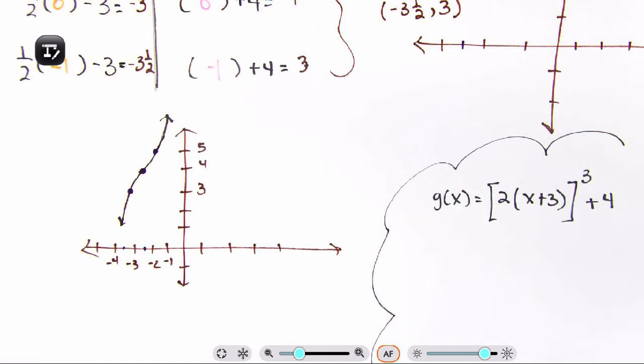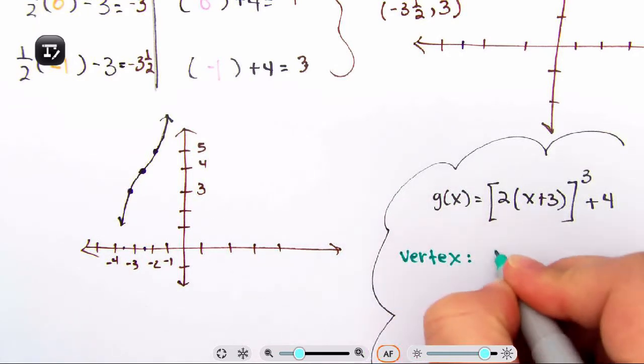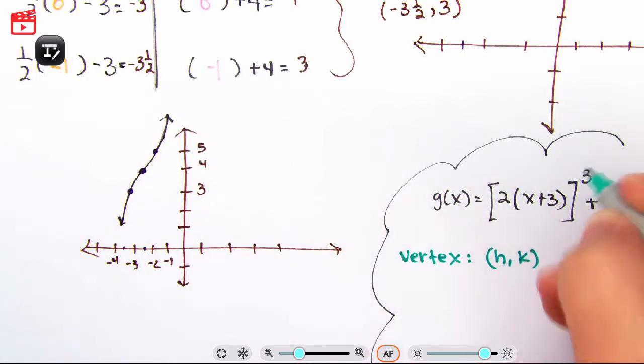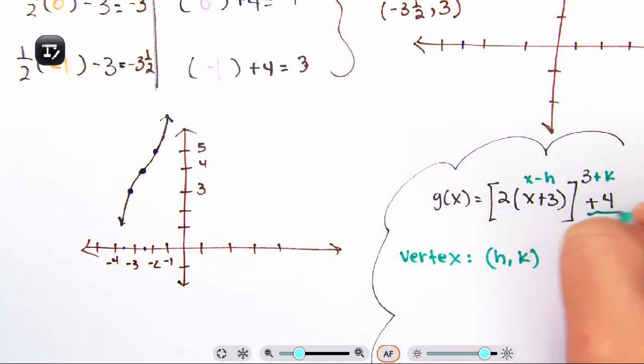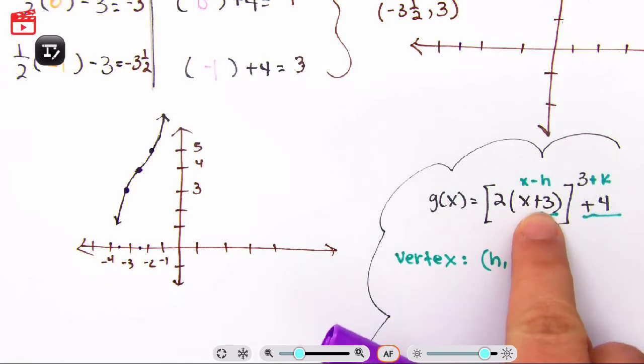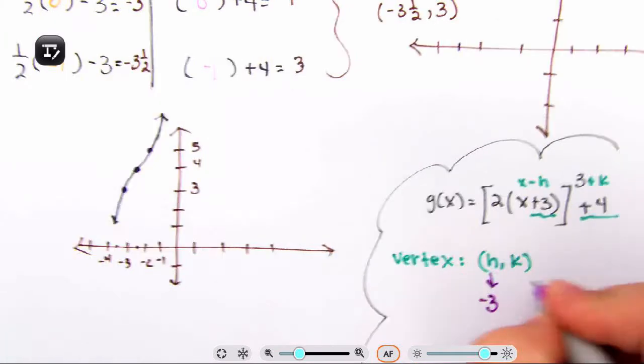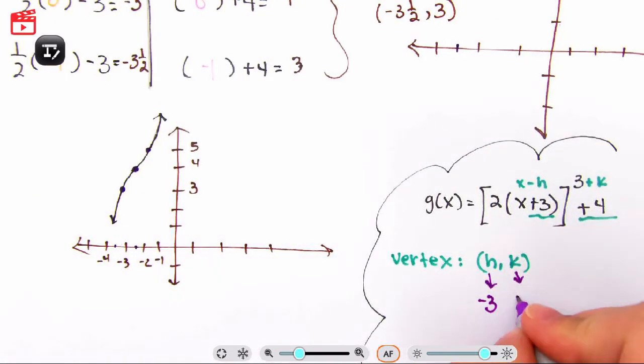So let's see. My vertex, trying to figure out a good color, my vertex is h comma k. So if I was to do this, this is x minus h, and this is plus k right here. So h is whatever the opposite that you see. So for example, I see plus 3. So my h is going to be minus 3. And my k is exactly what it is, so it is 4.